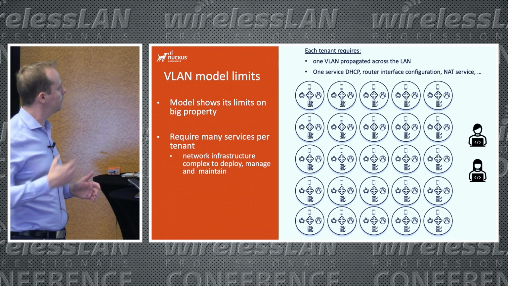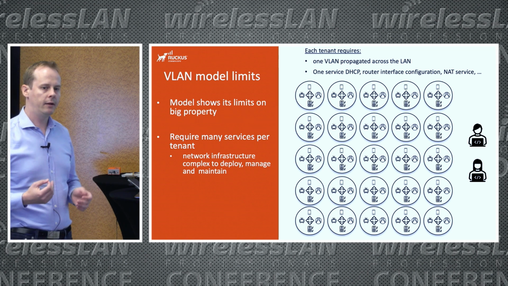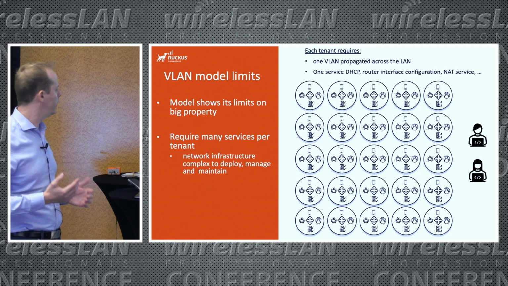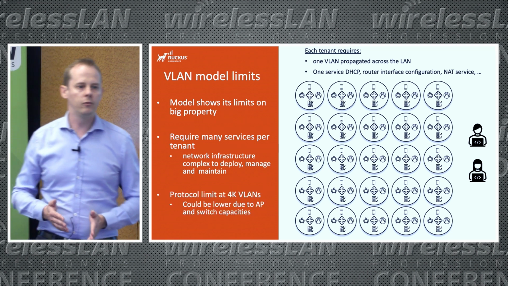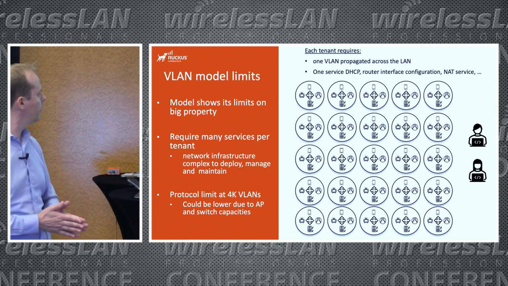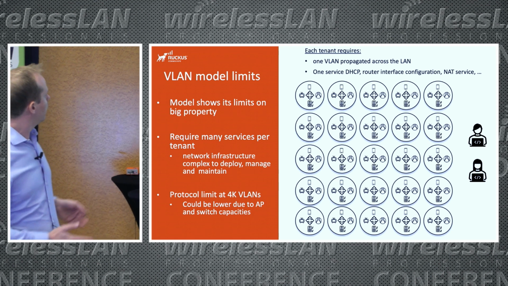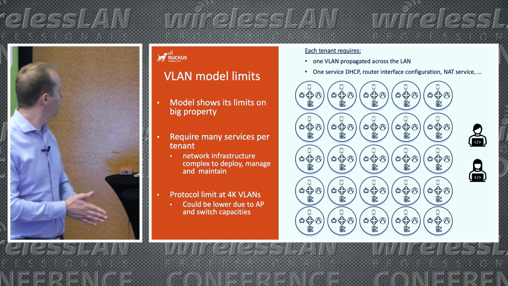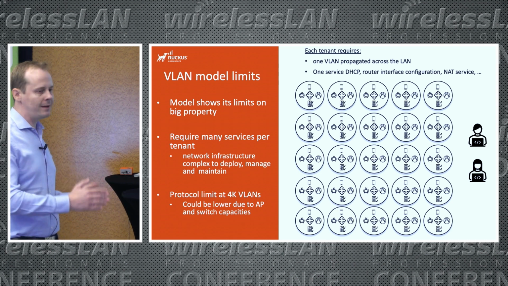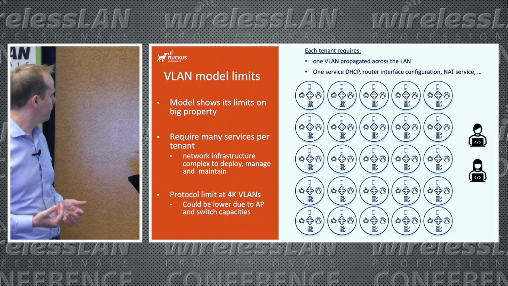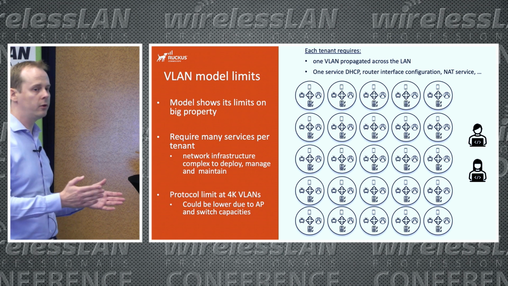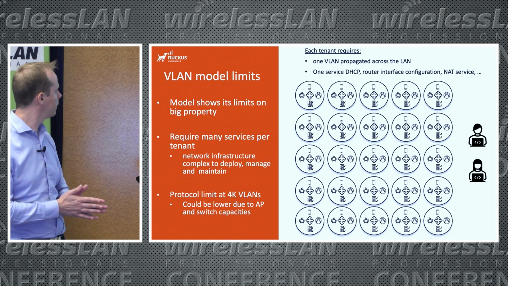The second limitation is that the title of this session was building an environment for 6,000 people. And as you're all aware, when you go with VLANs, you are limited to 4K VLANs, no more than that. Actually, 4K is the limit of the protocol, but many APs and many switches are not able to support 4K VLANs at the same time, for sure. So what could be the next step? How can you improve that?